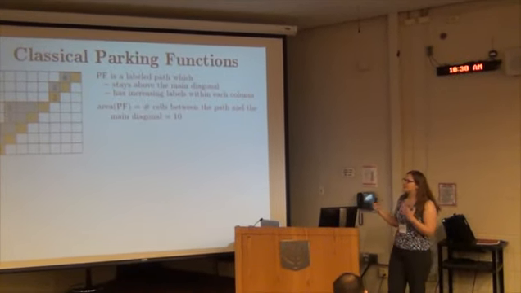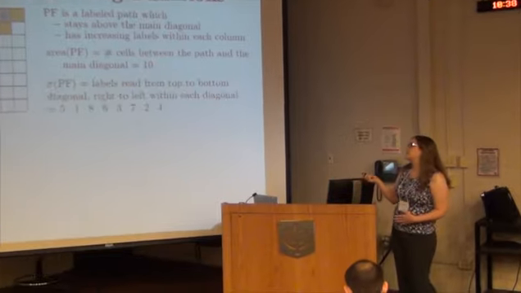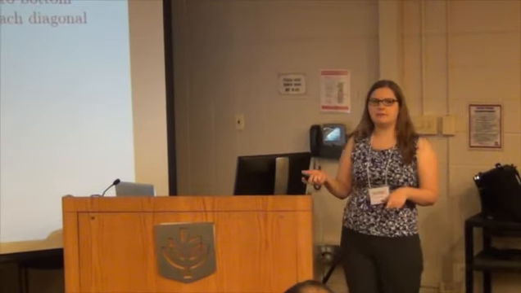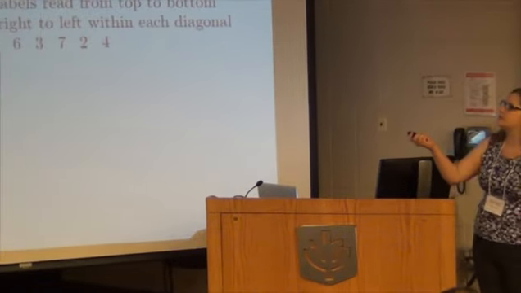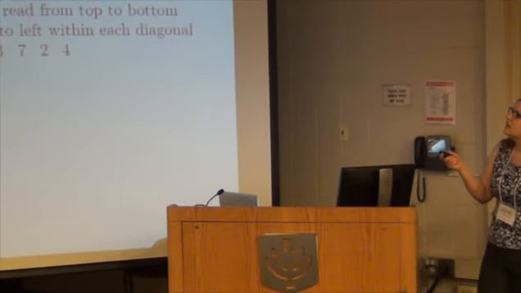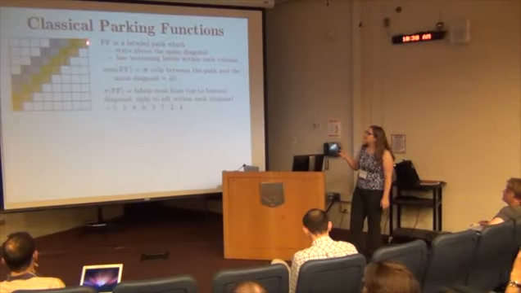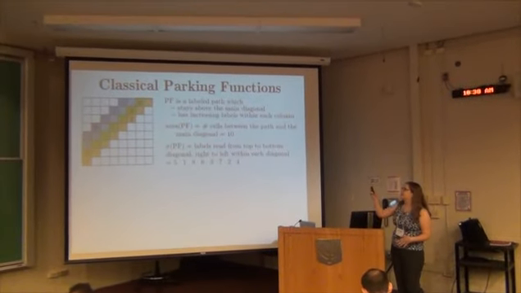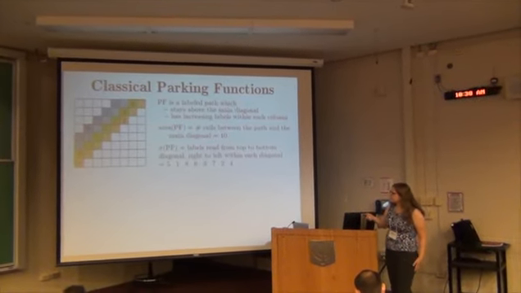The next most natural to me is the word of the parking function. Traditionally, you think of the word of the parking function as a permutation of the labels, and the way you obtain that permutation is you read the diagonals from the highest diagonal, the dark blue one, to the lowest, the yellow, and within a diagonal you read from right to left. So that's why 5, 1, 8, etc.